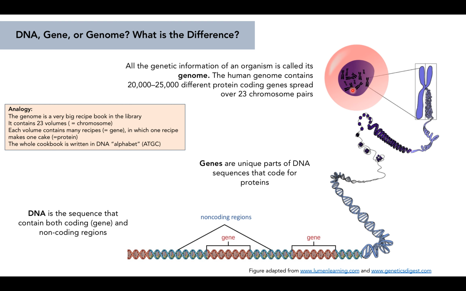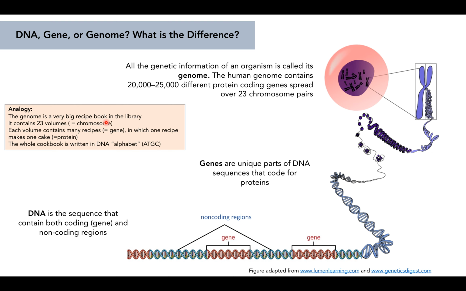Now, it might be a little confusing at first, so I have a little analogy for everyone, just to help you understand what the difference is between DNA, gene, and genome. So imagine there's a library, right? And in this library, there is a very, very big cookbook or a recipe book. This recipe book is so big, it contains 20,000 recipes to make cakes. 20,000 cakes. Now, the thing is, because it's a very big recipe book, you need to divide it into volumes.